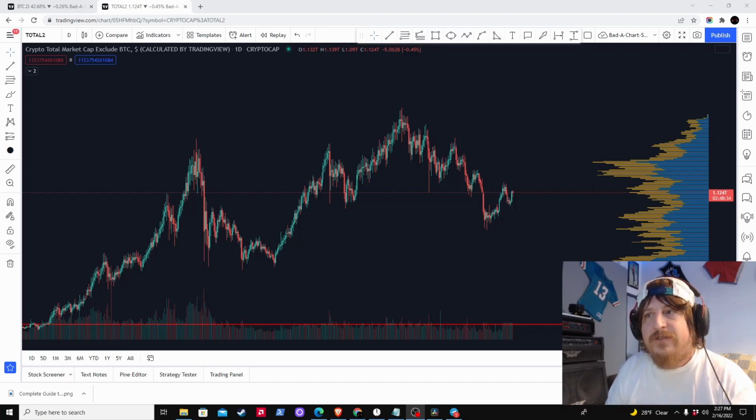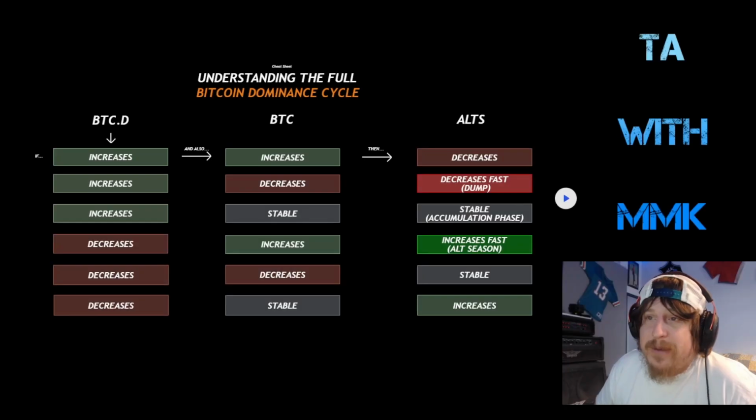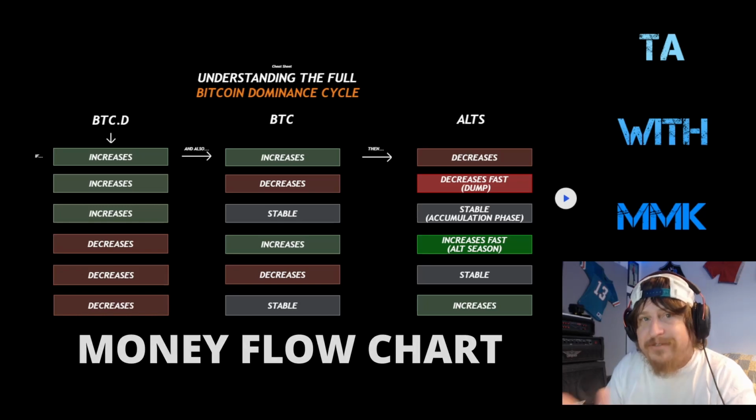I'll have another video in the future that explains how Bitcoin runs this market. But for now, just stay with me. Now we're back on this Bitcoin dominance cycle chart, and for the sake of this video, I want to refer to it more as the money flow chart. What I mean by that is the money flow as it pertains to Bitcoin, altcoins, and no coins.